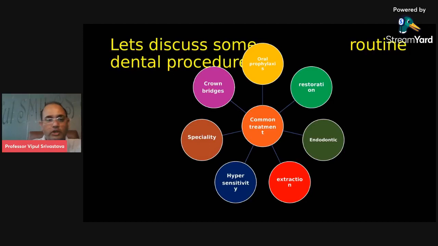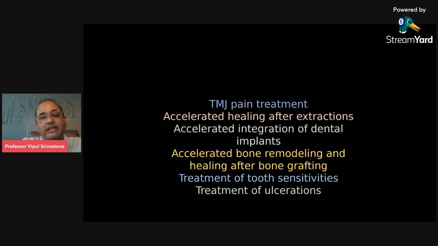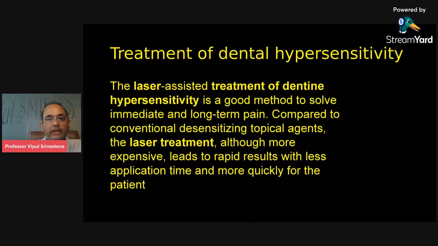Specialty treatments are like TMJ problems, accelerated healing after extraction, accelerated integration of dental implants, accelerated bone remodeling and healing after bone grafting, treatment of tooth sensitivities, and treatment of ulceration. This is for low level laser therapy. So we'll start with the treatment of dentin hypersensitivity. Like I mentioned, we'll go department wise, and the first department a patient goes to in a clinic is for diagnosis and treatment planning, which happens in oral medicine. There, one of the most common problems we treat is dentin hypersensitivity. You need to understand that laser assisted treatment of dentin hypersensitivity is a good method to solve immediate and long-term pain compared to conventional desensitizing topical agents. Laser treatment, although more expensive, leads to rapid results with less application time and is quicker for the patient.